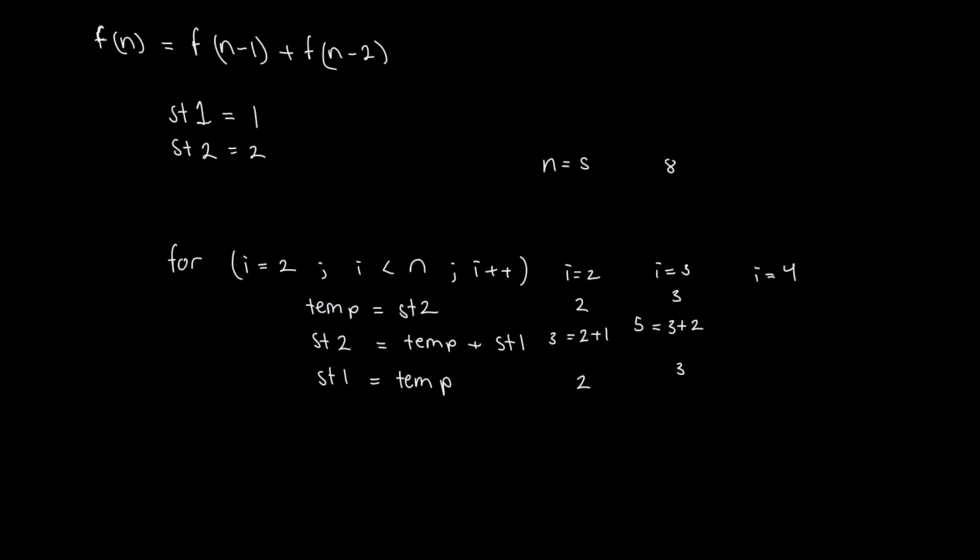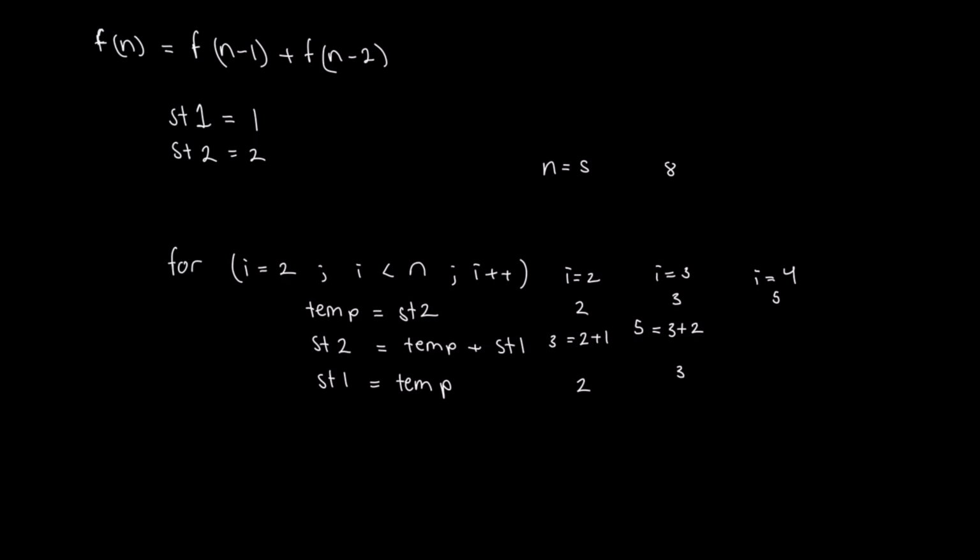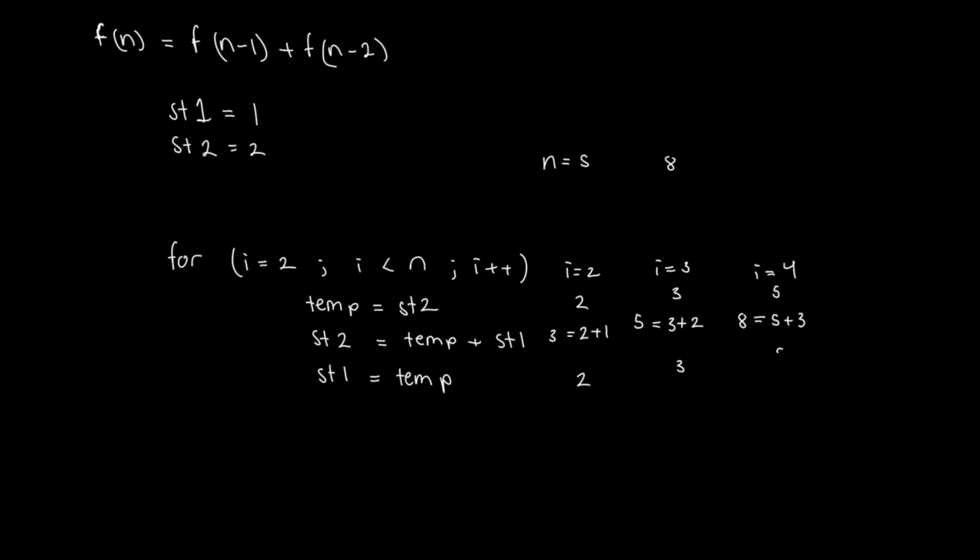Now we're at I equals 4. So temp equals st of 2. St of 2, stated previously from I equals 3, is 5. So temp will equal 5. st of 2 equals temp plus st of 1. So given that, we can say 5 plus st of 1. St of 1 comes from I equals 3, which is 3. So it'll be 5 plus 3, which will equal 8. And now st of 1 will equal temp, and temp will now be 5.